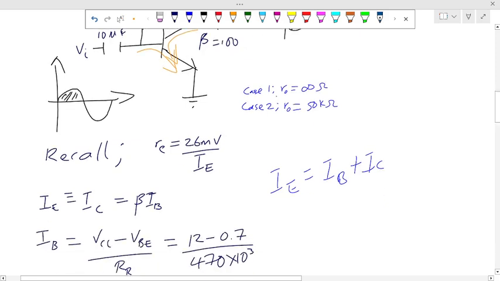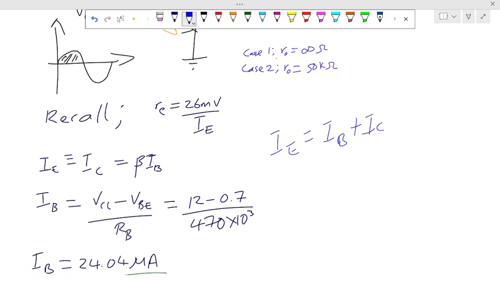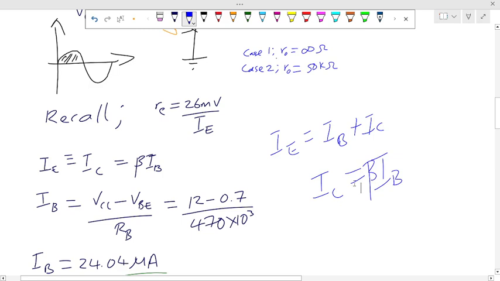However, there is a special relationship between IC and IB, and that is this: IC equals beta IB. IC equals beta IB. This is one of the things we have to memorize, at the front, side, and back of our mind. Now beta IB equals IC, so we can substitute this into this equation.